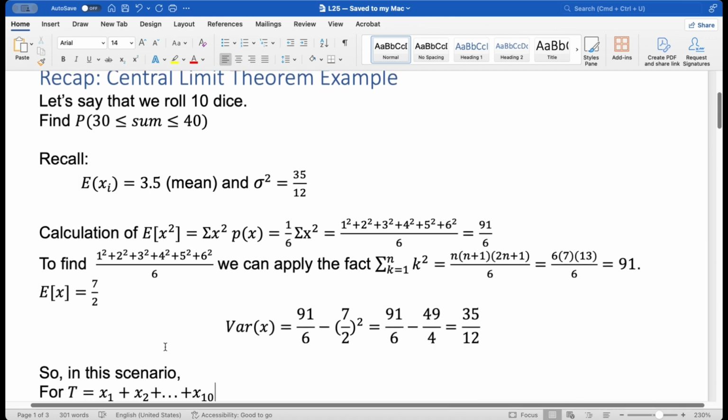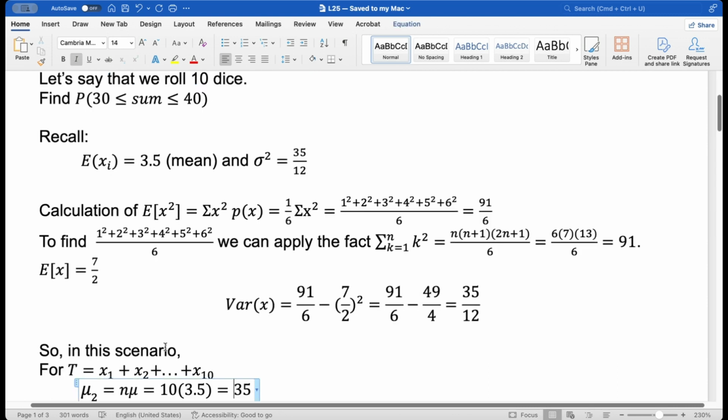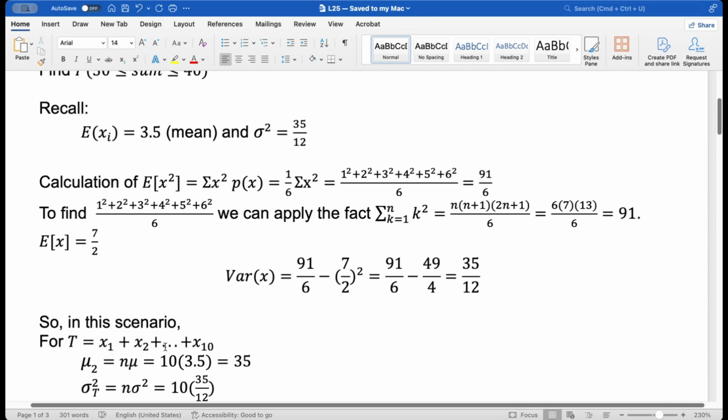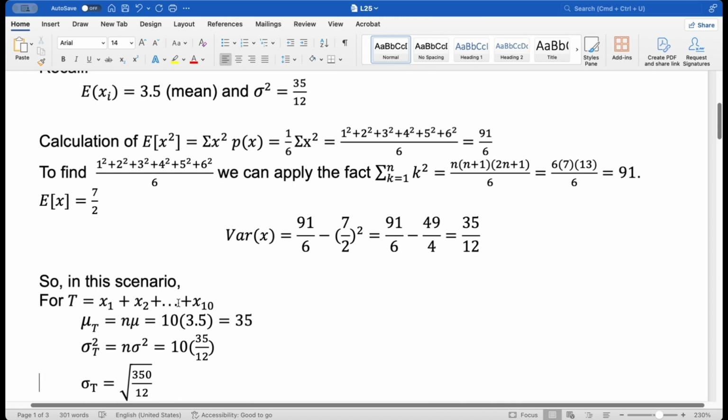Now, applying this to the sum, we have that the mean will be n times the individual mean, which is 10 times 3.5, 35. Variance is also additive, so it's n times the variance. It's going to be 10 times 35 over 12, and then you would take the square root for the standard deviation.